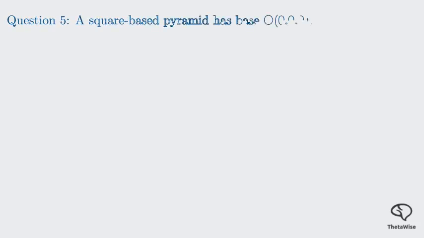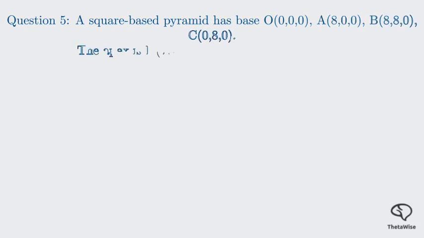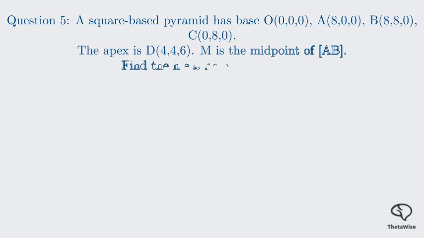Our final question is a more complex pyramid problem requiring multiple steps. Question 5. A square-based pyramid has base O(0,0,0), A(8,0,0), B(8,8,0), C(0,8,0). The apex is D(4,4,6). M is the midpoint of AB. Find the measure of angle MDB. Pause and think about how to tackle this. It combines several ideas we've covered.